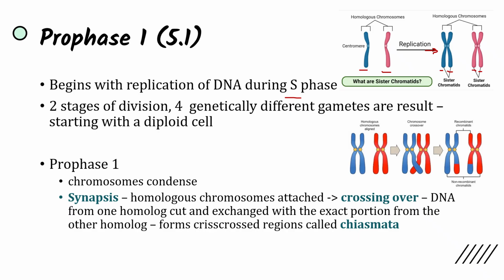And meiosis is going to have two stages of division, and the result are going to be 4 genetically different gametes. And of course, it starts with a diploid cell. It starts with our 2N, that is then replicated during S phase, and then two stages of division during meiosis 1 and then meiosis 2 result in haploid cells that contain only a single chromatid. So let's begin by talking about prophase 1.